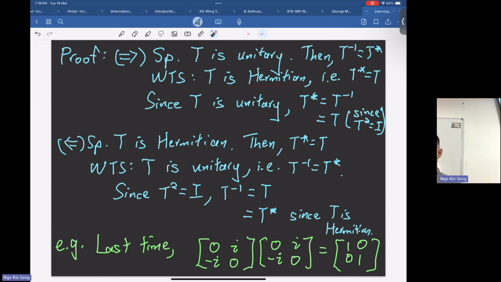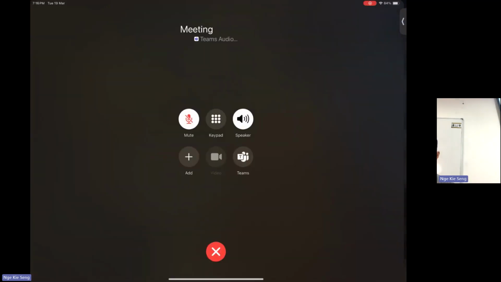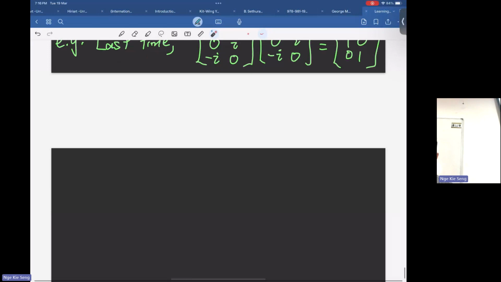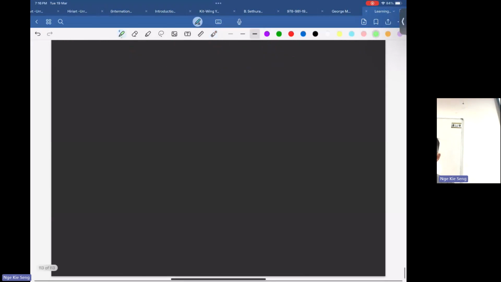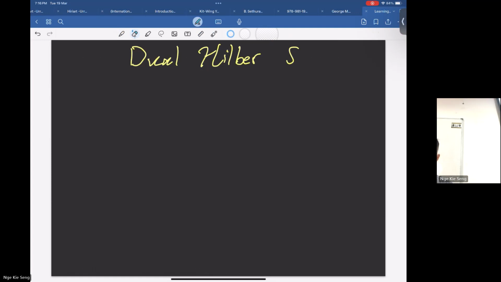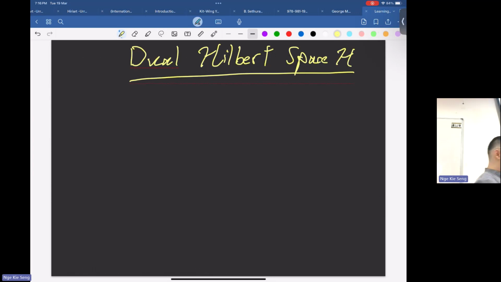All right, let's go to the next issue. The dual Hilbert space. We haven't properly defined what the dual of a Hilbert space is. We did define a dual of a vector space. Can anyone recall what the dual of a vector space is?